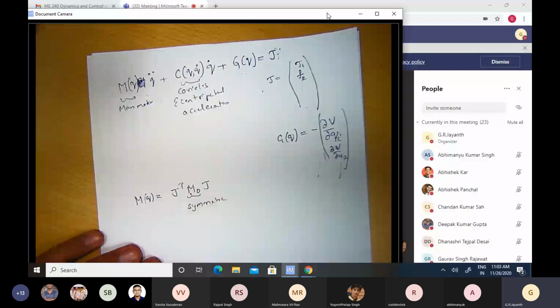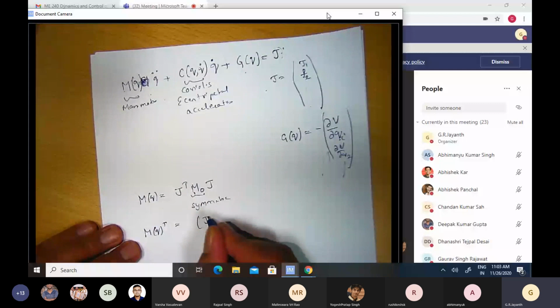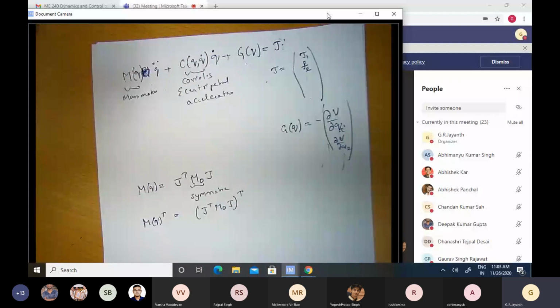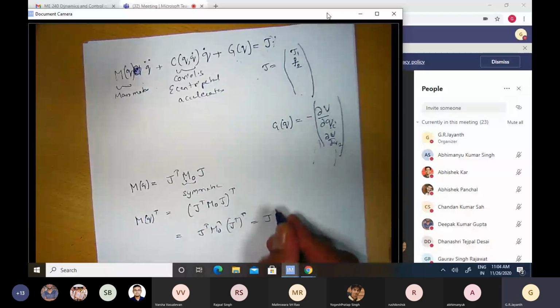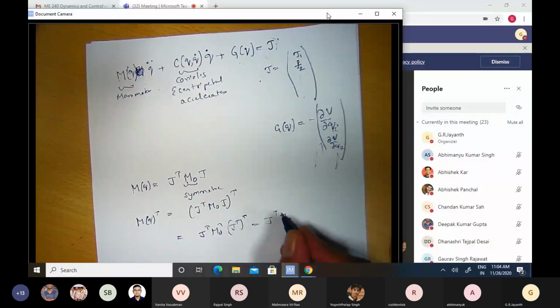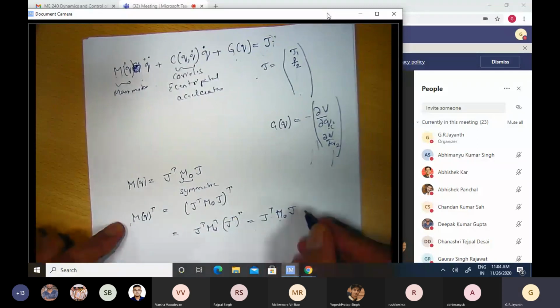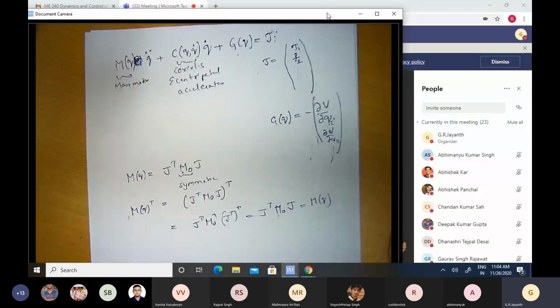Okay. So what is M of Q transpose? It is going to be equal to J transpose M naught J, whole transpose. The transpose of a product is a product of the transposes, but in the reverse order, right? So this is going to be equal to J transpose M naught transpose J transpose whole transpose, and that's going to be equal to J transpose M naught transpose, which is equal to M naught because this matrix is symmetric, times J. So you see that M transpose of Q is also equal to M of Q. So the mass matrix is always a symmetric matrix.